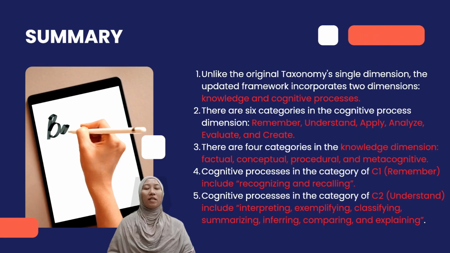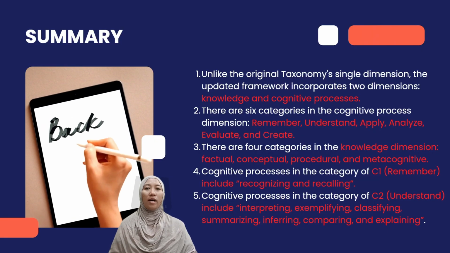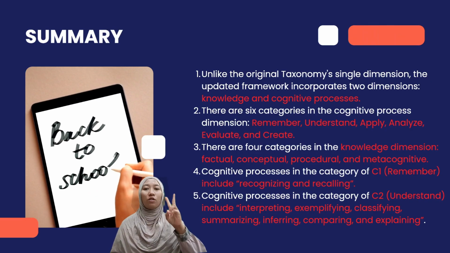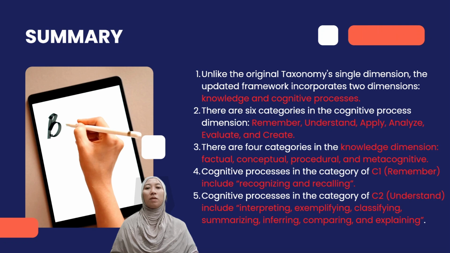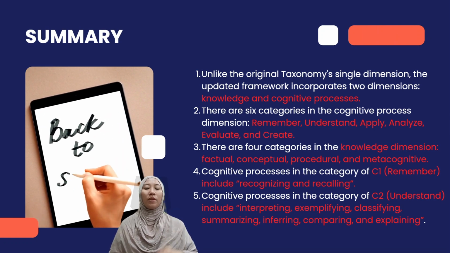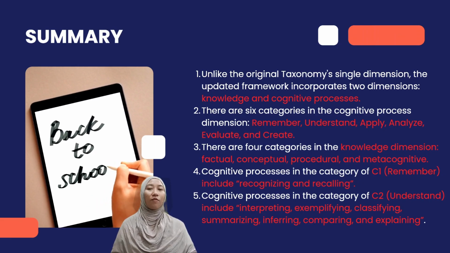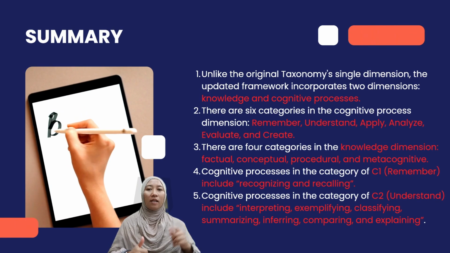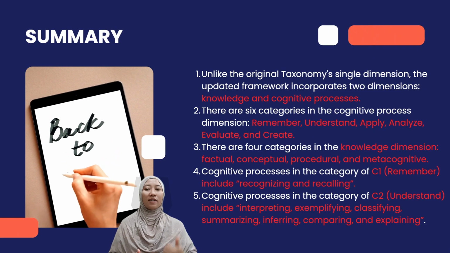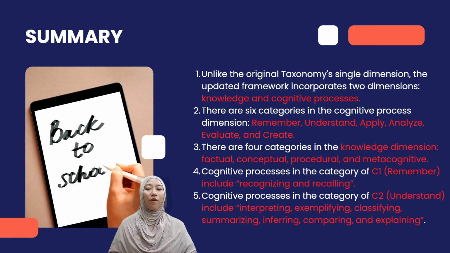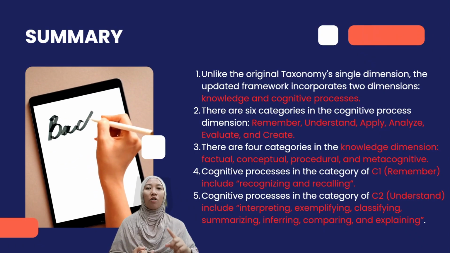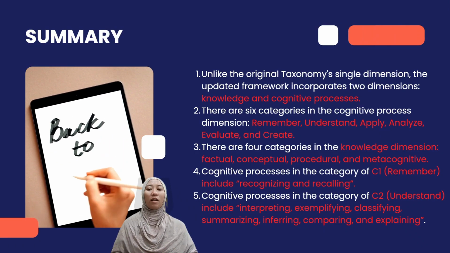There are 5 summaries for today's activities. The first one: different from the previous Bloom taxonomy, the revised Bloom taxonomy has 2 dimensions, the knowledge dimension and the cognitive process dimension. Summary number 2: there are 6 categories of cognitive process dimensions, namely remember, understand, apply, analyze, evaluate, and create. And there are 4 categories for the knowledge dimension, namely factual, conceptual, procedural, and metacognitive.